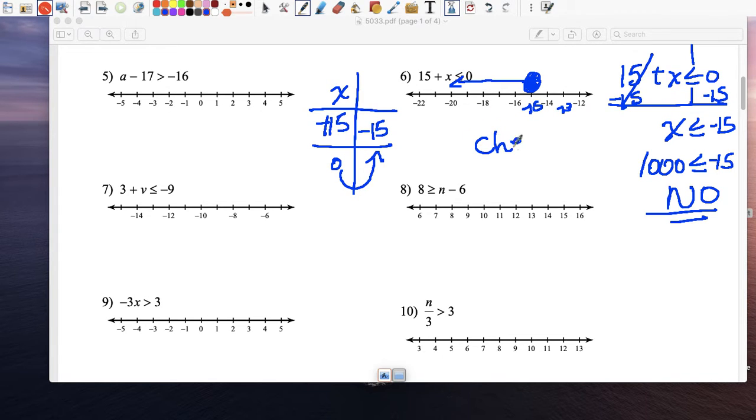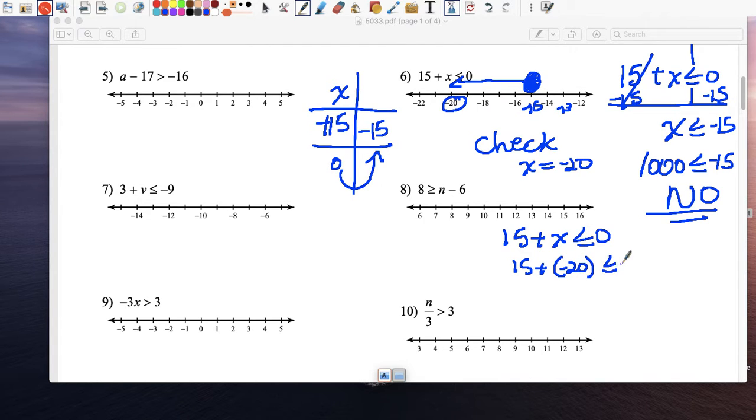Let's do a check. Let's pick negative 20 for a check. So x equals negative 20. So substitute, we're going to get 15 plus x less or equal to 0. 15 plus, and then we're going to change the x to negative 20. Less or equal to 0. 15 plus negative 20 is negative 5. And is negative 5 smaller or equal to 0? Yes.